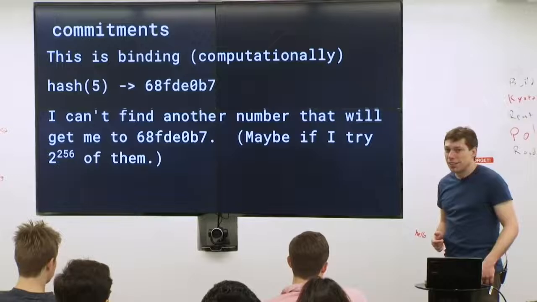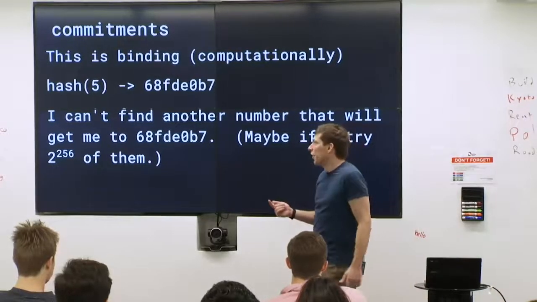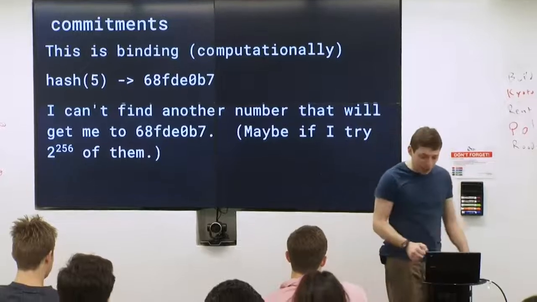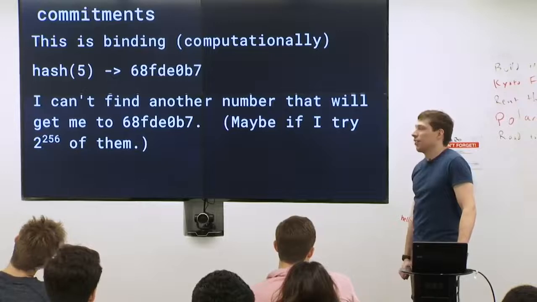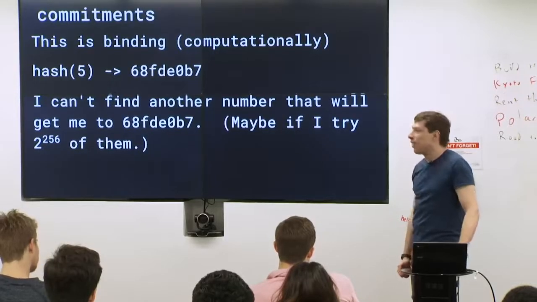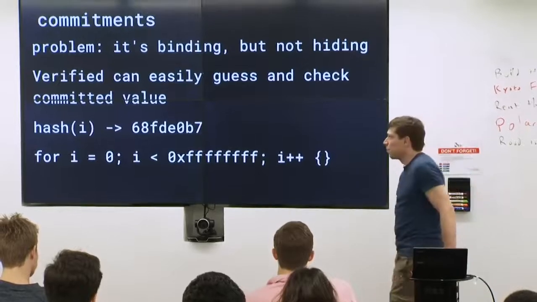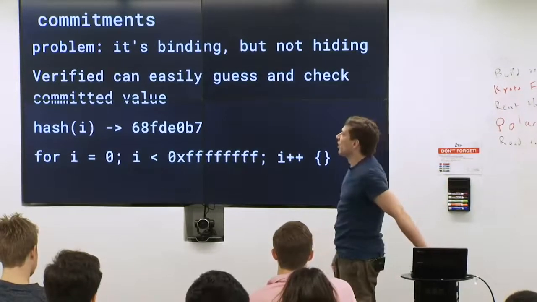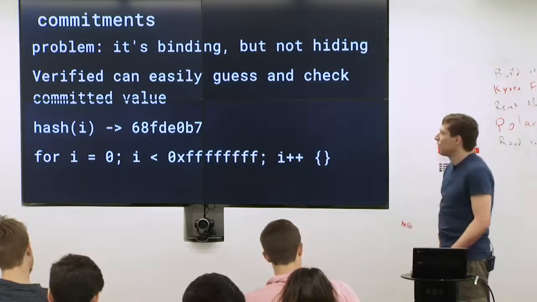Yeah. But 5 is a common number. Yeah, this is easy to guess. Right? So if I'm committing to the number of pizzas I'm ordering at my party, and everyone's wondering how many pizzas you are going to order, well, they just try things, right? It's binding, but it's not hiding. So the verifier can easily guess and check the committed value, right?